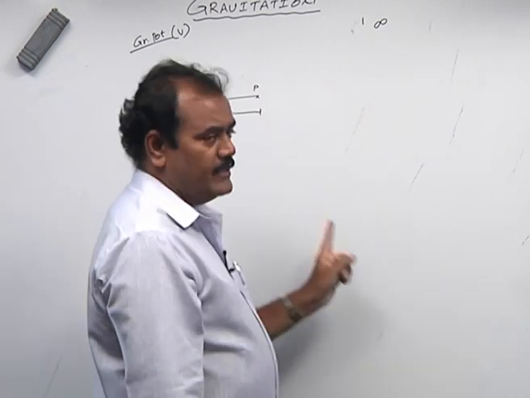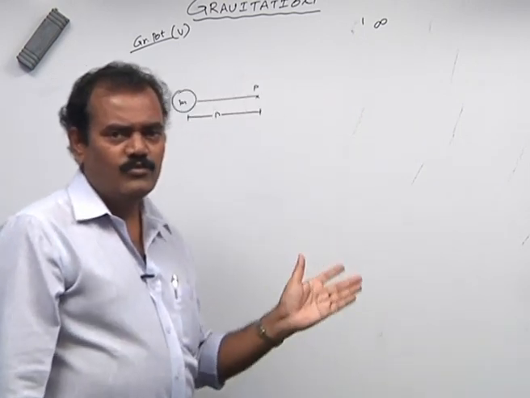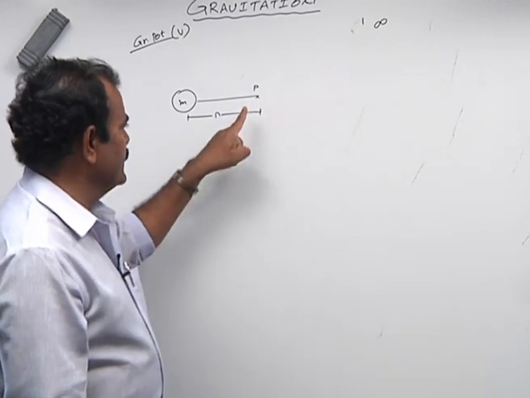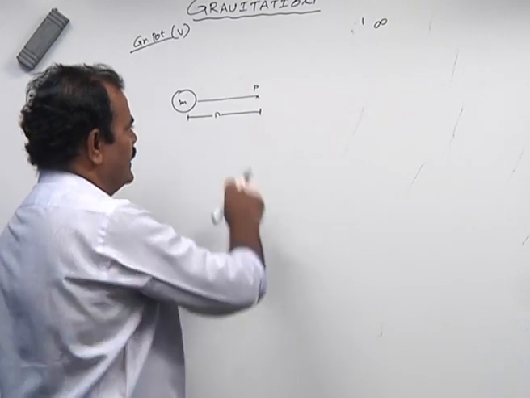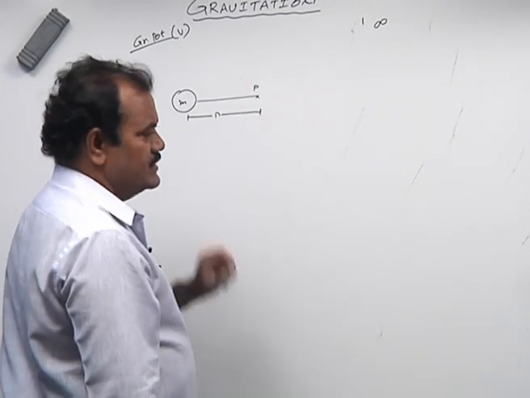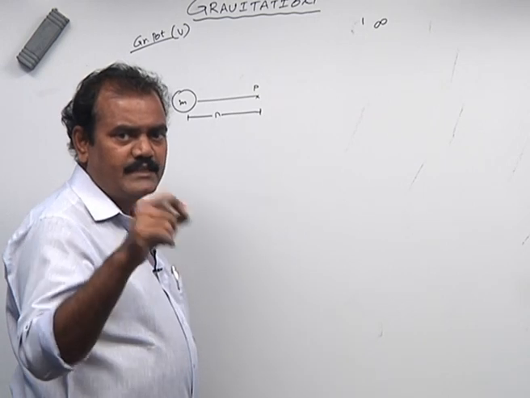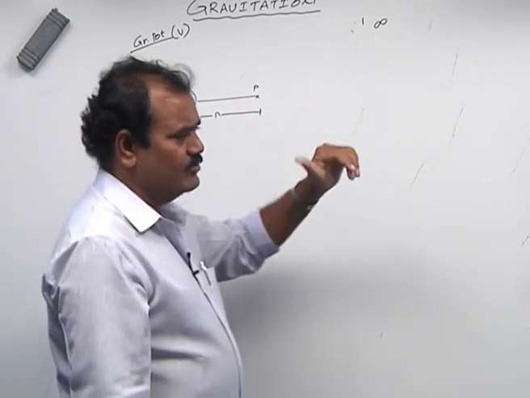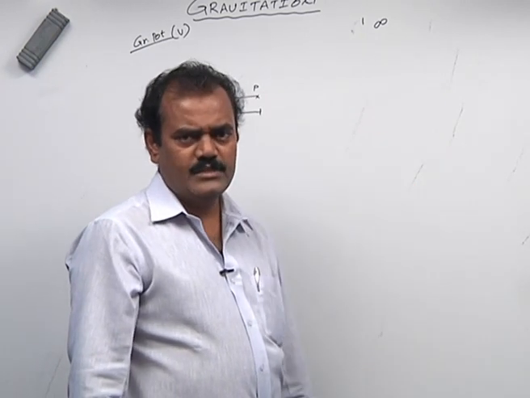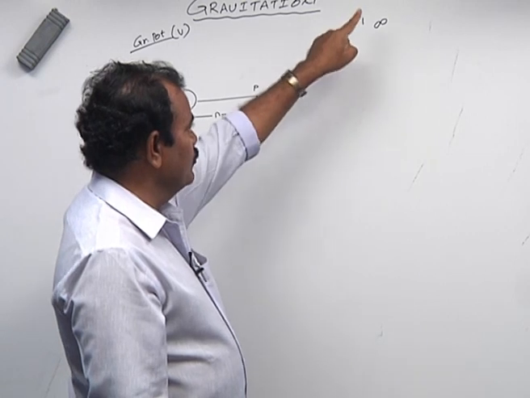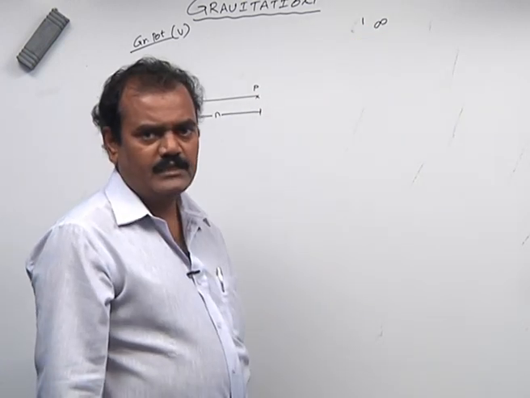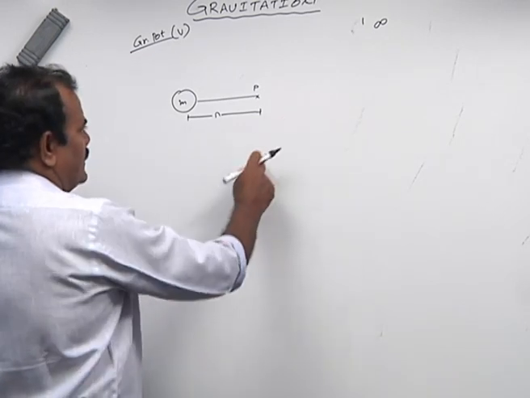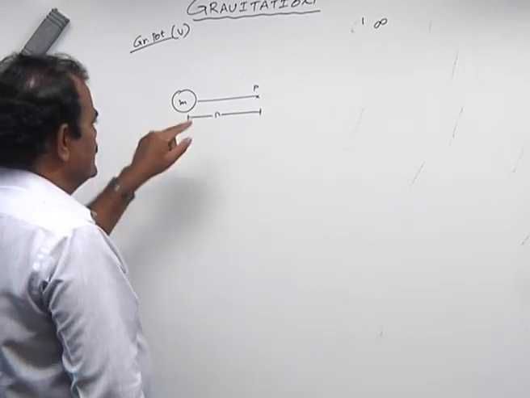So once again I tell you, the work done in moving or bringing a unit mass from infinity to a point in a gravitational field is called the gravitational potential at that point. And the same concepts we can understand in electrostatics. There you call it the electrostatic potential, and you are bringing a unit positive charge from infinity to a point. And the same can be discussed in magnetism also.